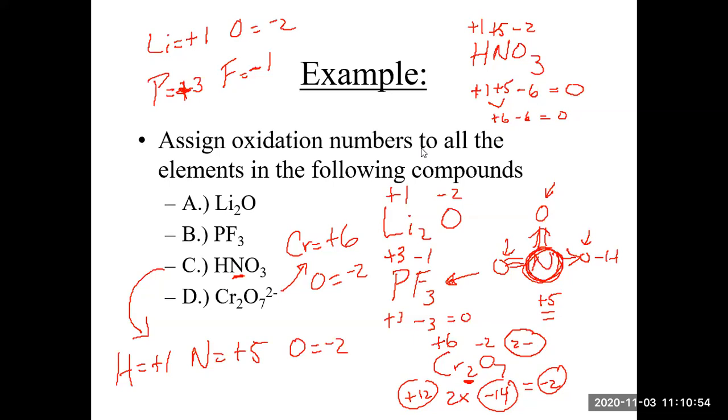Okay, so that is a good place, I think, to stop. And we'll pick it up next time, talking again how to balance some of these redox reactions.